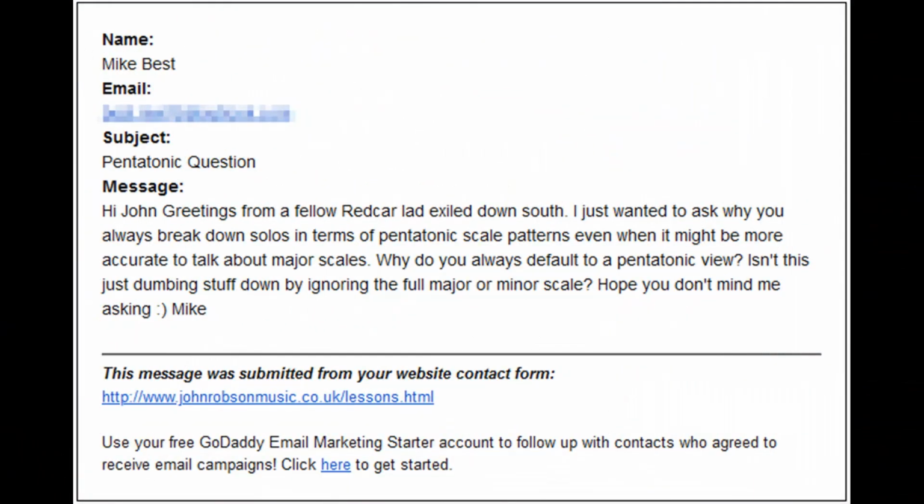One chap who did exactly that is called Mike, and this was his question. Hi John, greetings from a fellow Redcar lad exiled down south. I just wanted to ask why you always break down solos in terms of pentatonic scale patterns, even when it might be more accurate to talk about major scales. Why do you always default to a pentatonic view? Isn't this just dumbing stuff down by ignoring the full major or minor scale? Hope you don't mind me asking, Mike.